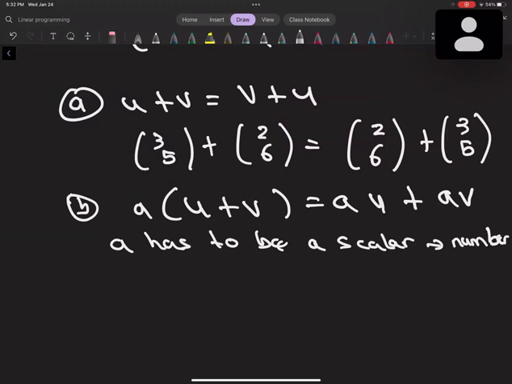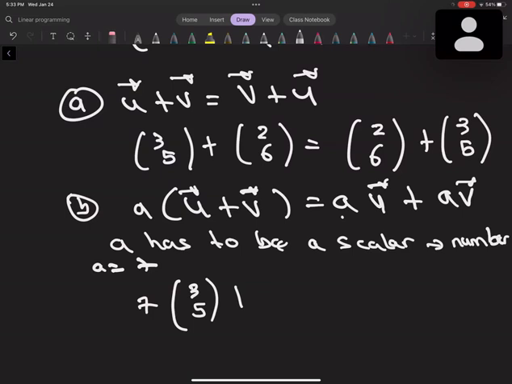So in my class, we should use this notation: U, V, to say these are vectors. And is this guy a vector? No, because it doesn't have an arrow. So vectors have arrows. Numbers don't have arrows. Okay? So we have, let's say A is 7. So 7 times 3, 5, plus 2, 6.